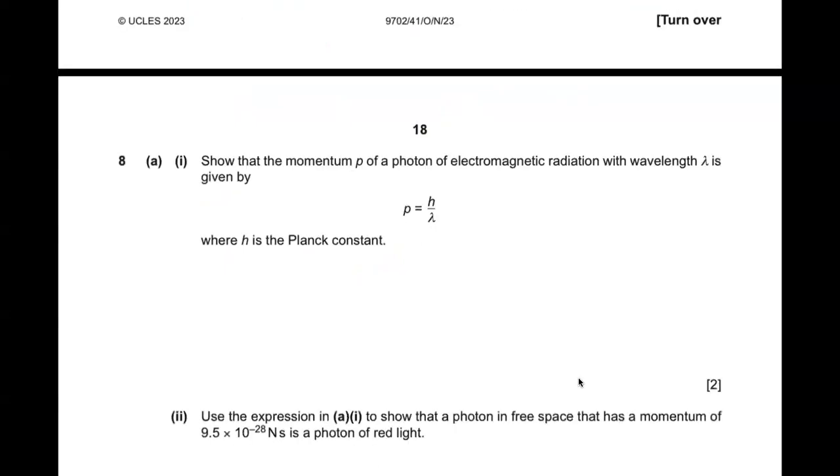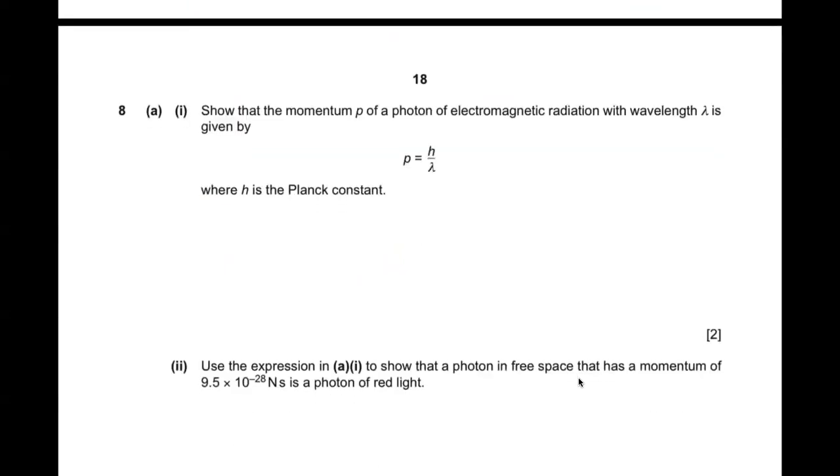Let's go on. 8. Show that the momentum of a photon is given by this expression, where h is the Planck constant. We've done this as well. So P is given by E over c, and if you use, instead of E, hc over lambda, because E equals hf, so you can write that as hc over lambda. So this becomes hc over lambda over c, so the c's cancel out, and P is given as h over lambda.